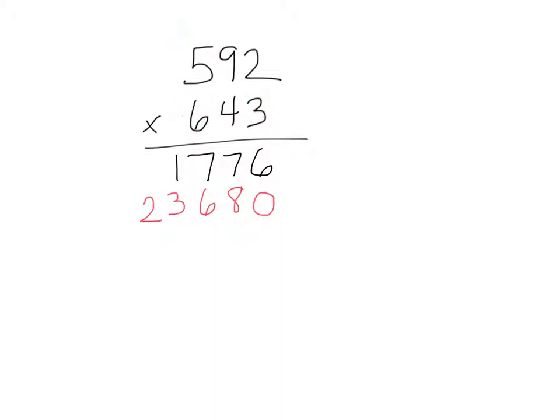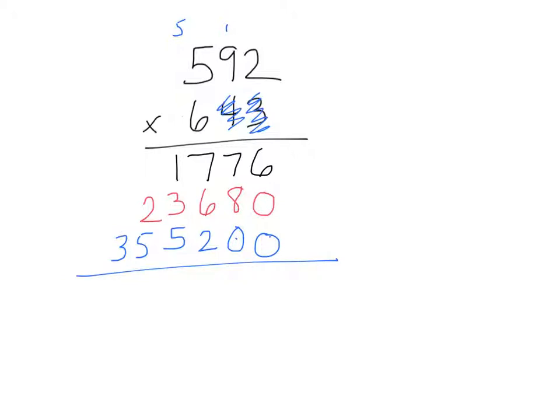I'm going to erase so I don't get confused. I'm going to change colors. Now, we're done with the ones place and we're done with the tens place. So we have to put a placeholder for both of those, for the ones and for the tens. And now I'm multiplying by 6. So I have 12. 6 times 9 is 54, plus 1 is 55. 6 times 5 is 30, plus 5 is 35.